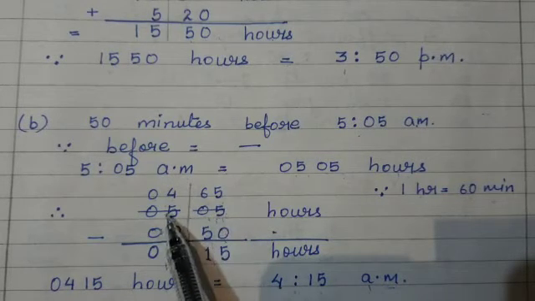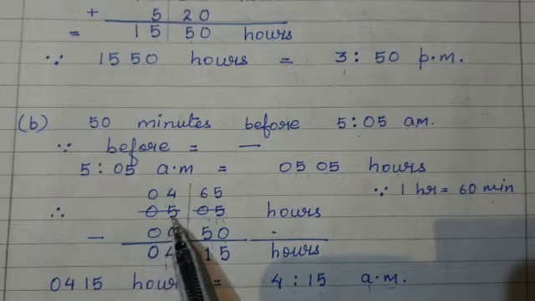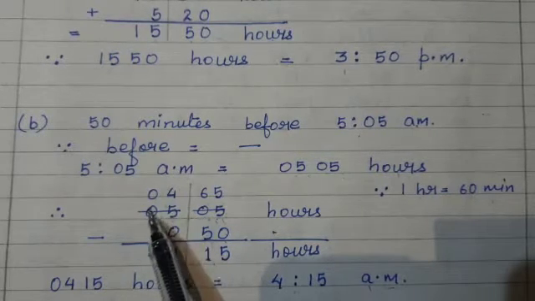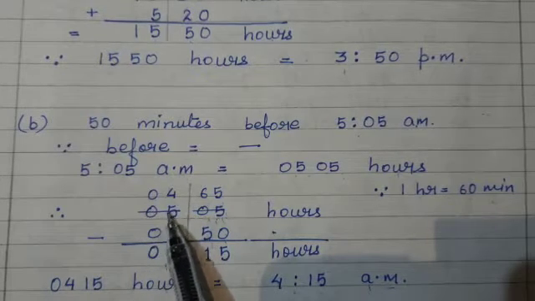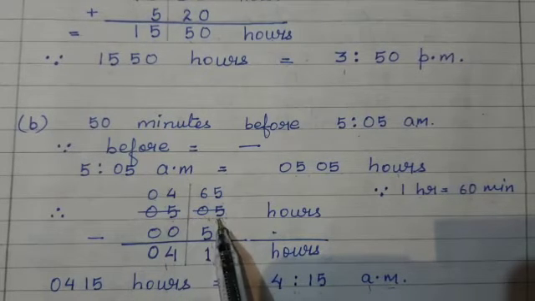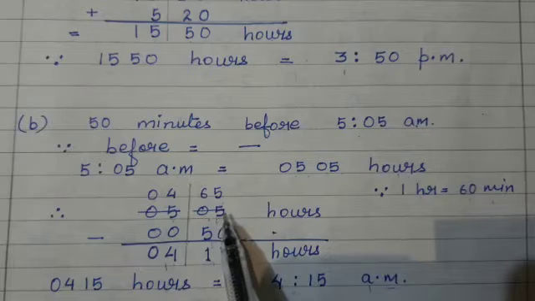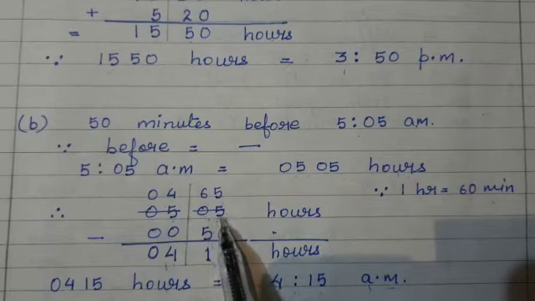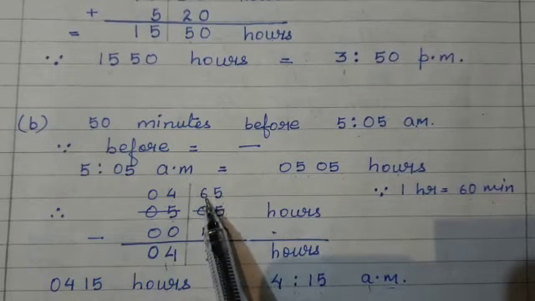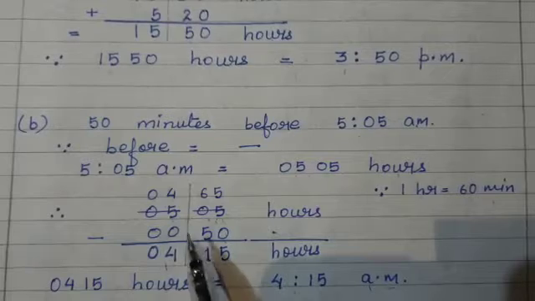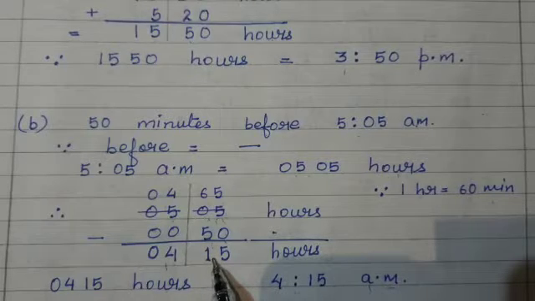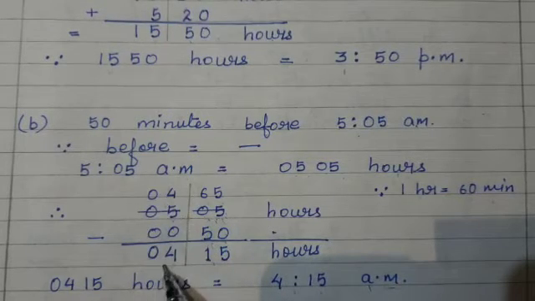So we need to borrow 1 hour. When we borrow 1 hour from this 05 hour, it will be now 04 hours. And as we are giving 1 hour to this minute segment and 1 hour is equal to 60 minutes, therefore that 60 minutes plus this 5 minutes, it will be now 65 minutes. So from this 65 minutes, we have to subtract this 50 minutes. After subtraction, we are getting 15 minutes. And 4 hours will be written here.